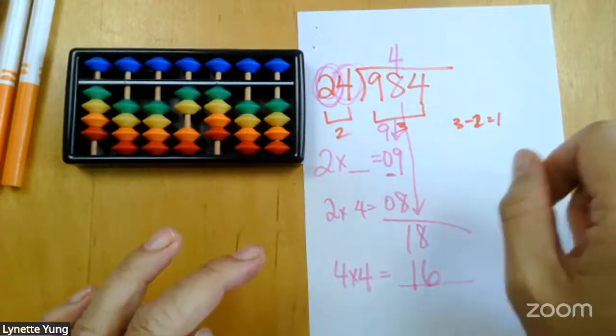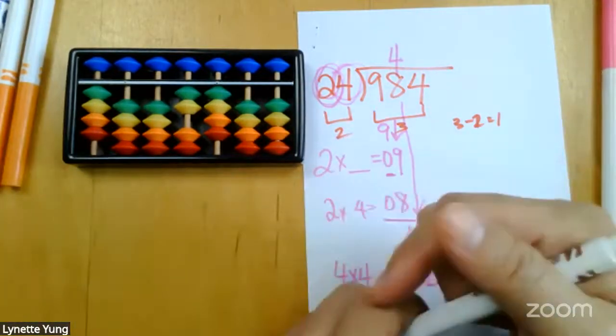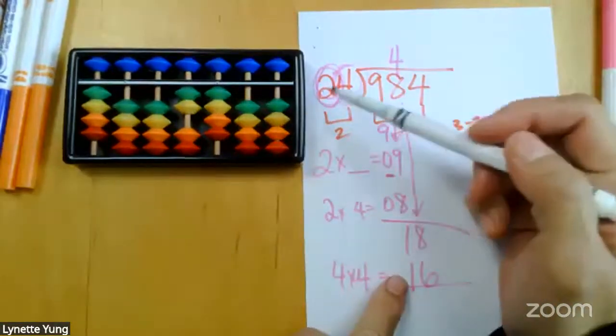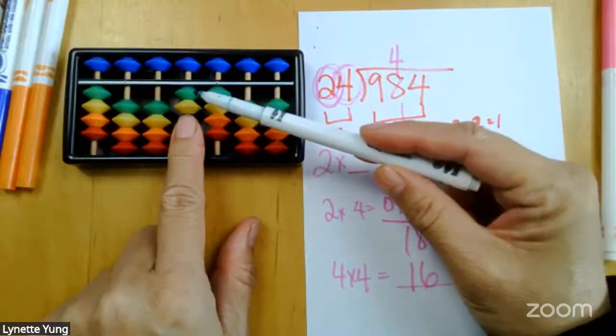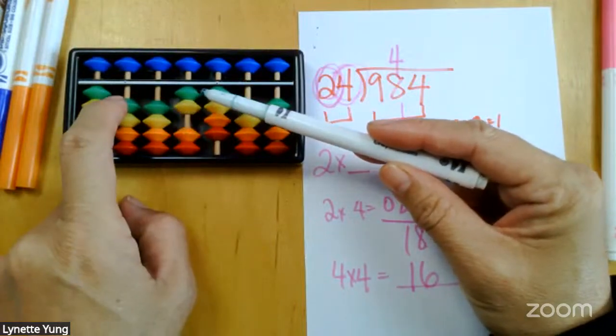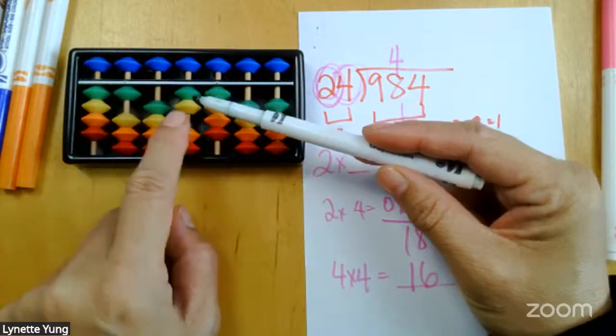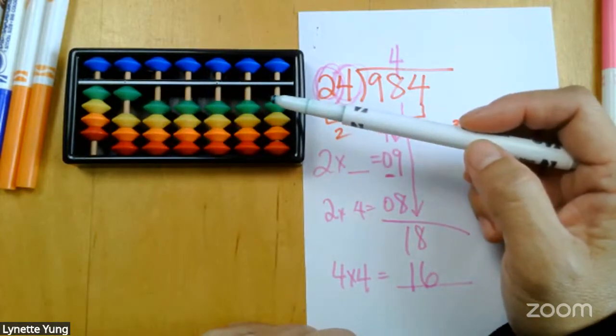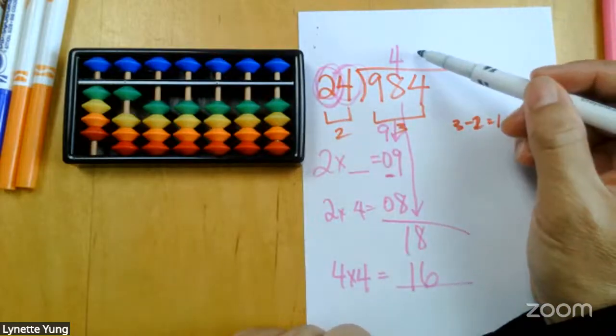Now we have 24. So how many times does it go? It's 1. Add the 1 here. Take away 20. Take away 4. So my answer is 41.